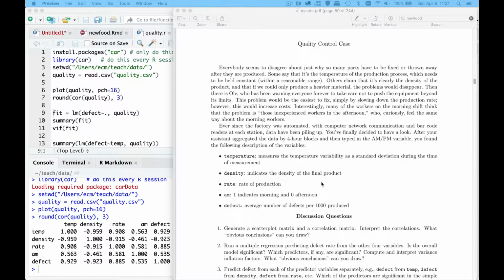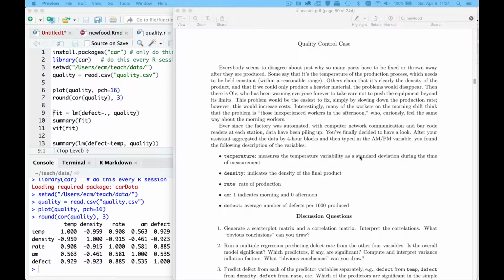This is my solution to the quality control case. The quality control case asks us to use regression analysis to help diagnose why some factory has far too many defects. We have a dependent variable, which is defects, and in working with the engineering staff, we've identified 4 possible causal factors. The first is temperature variability, measured by the standard deviation during the process.